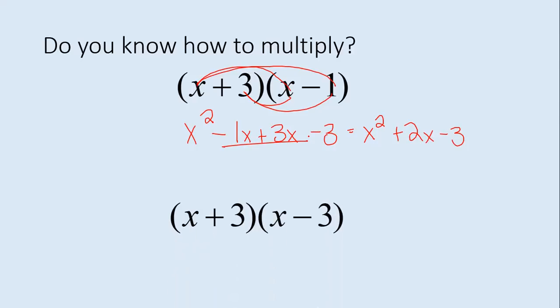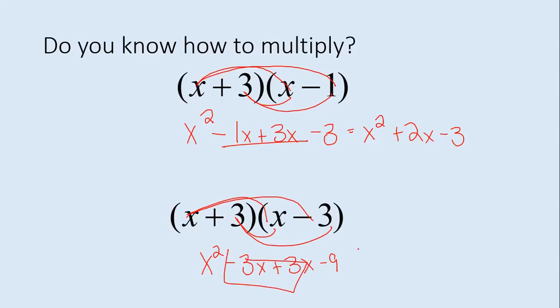Same thing here. Do my double distributive. So I'll get x squared minus 3x plus 3x minus 9. Now notice guys, these two are going to cancel out, which is totally cool. So I get x squared minus 9 in that one in particular.